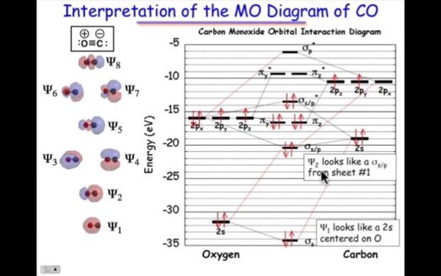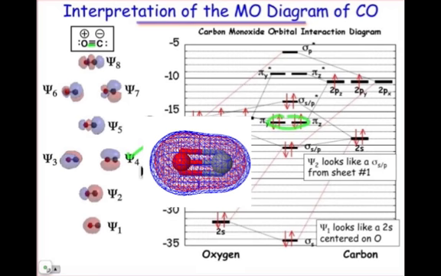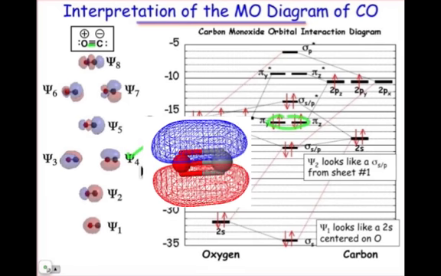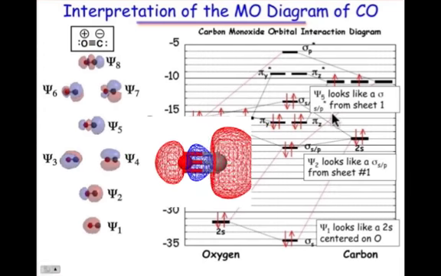So Psi 2 looks like a bonding SP contribution, from sheet 1. In our Lewis structure, the sigma bond between the oxygen atom and the carbon atom corresponds to Psi 2. The pi levels are interpreted as pi orbitals that are along the z-axis and along the y-axis. Sigma SP star looks like sigma SP star from sheet 1.